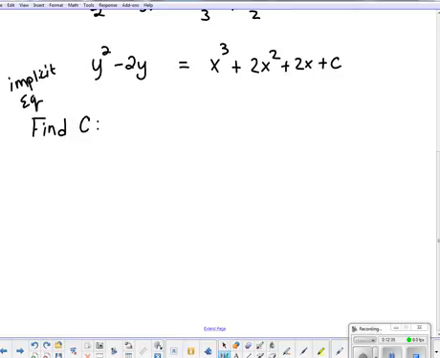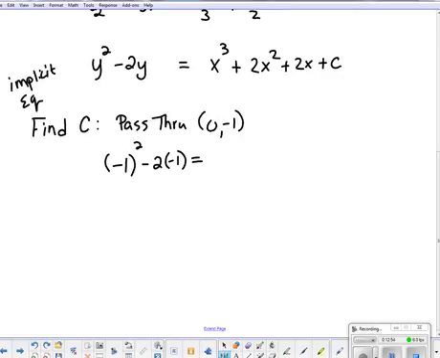Find c. And we know we pass through 0, -1. So like always, we're going to put in 0 where we see x and -1 where we see y. So I'm going to have -1 squared minus 2 times -1 equals 0 plus 0 plus 0 plus c. And that means that c is equal to 1 plus 2. And therefore we have concluded that c must be 3.